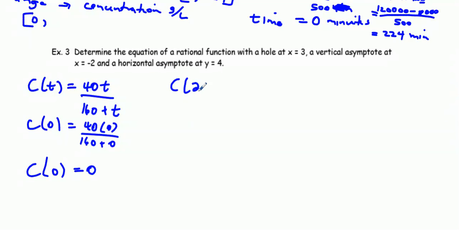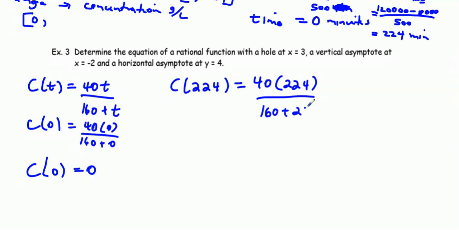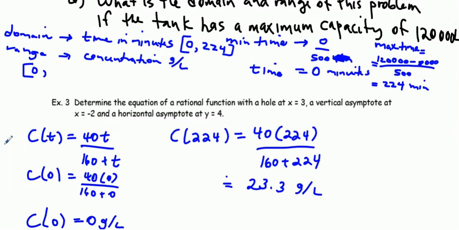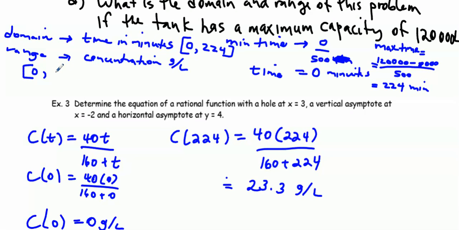We're going to do the same thing for 224 minutes. After 224 minutes, your concentration would be 40 times 224 over 160 plus 224. I do know that the answer, I believe, because I'm going by memory and I don't have a calculator right here, was about 23.3 grams per liter. This is minutes, and this is grams per liter. So our maximum possible concentration would be 23.3, and we can get there.